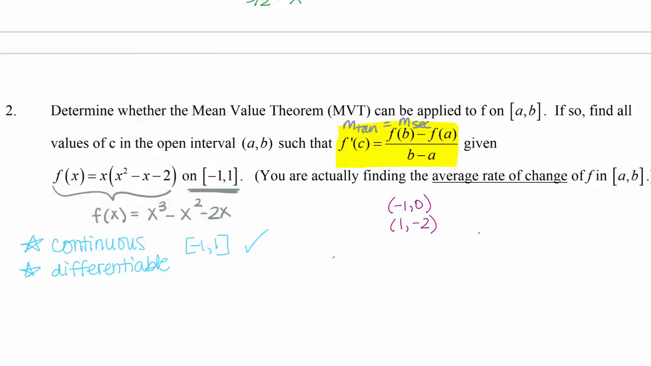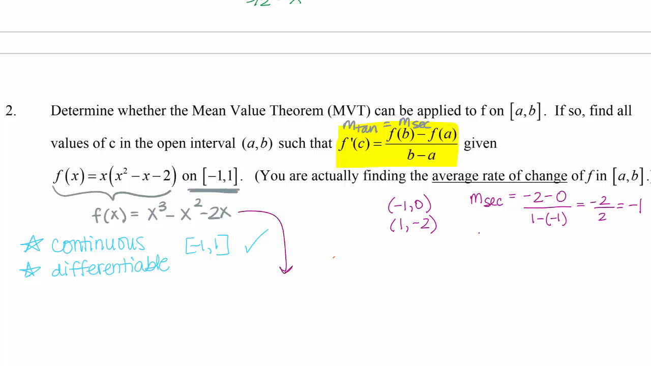Okay, so I have my points, so I'm going to calculate the average rate of change, or the slope of the secant line, which is good old-fashioned slope. So y2 minus y1: -2 minus 0 over 1 minus -1. So I should get a slope of -1. Again, that's the slope of my secant line. So let's now find the slope of the tangent line.